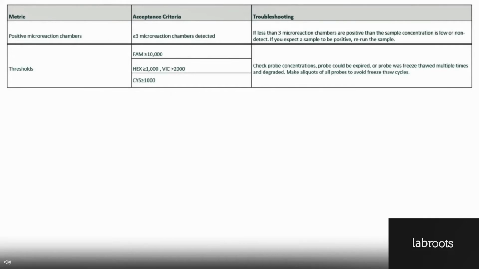When VIC is used, it's set for 2,000. As I mentioned before, digital PCR requires a higher concentration of the probe. So when the probe doesn't have sufficient concentration, 0.25 micromolar, or when the probes went through multiple freeze-thaw cycles, it can lead to some abnormal fluorescent levels in the separation chart, which requires further troubleshooting.